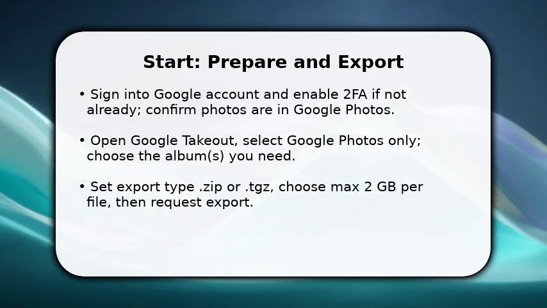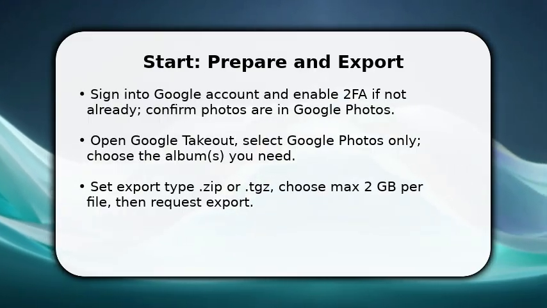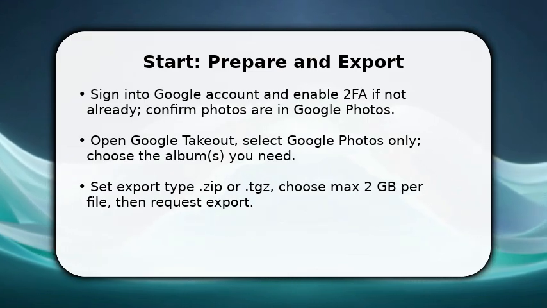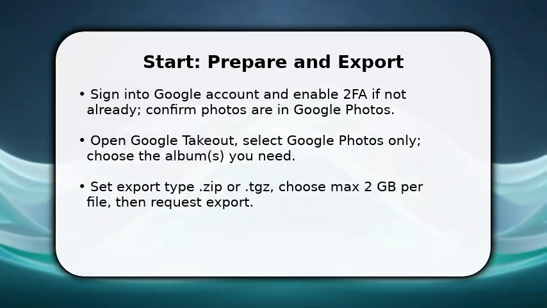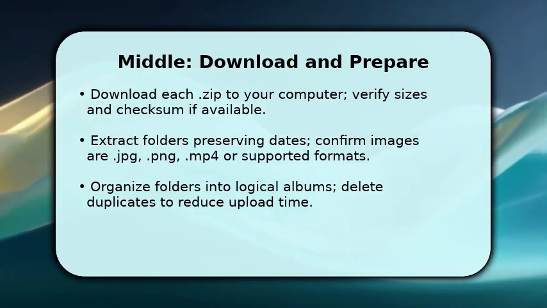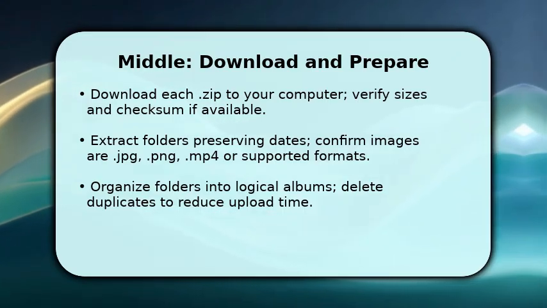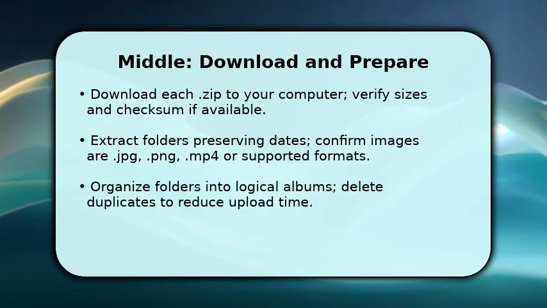You request the export and wait for the archive email. That email contains the secure download link you'll use next. Next, download the export archives to a computer with stable broadband. You'll avoid mobile timeout issues. Once downloaded, extract each .zip, preserving folder structure so timestamps remain intact.